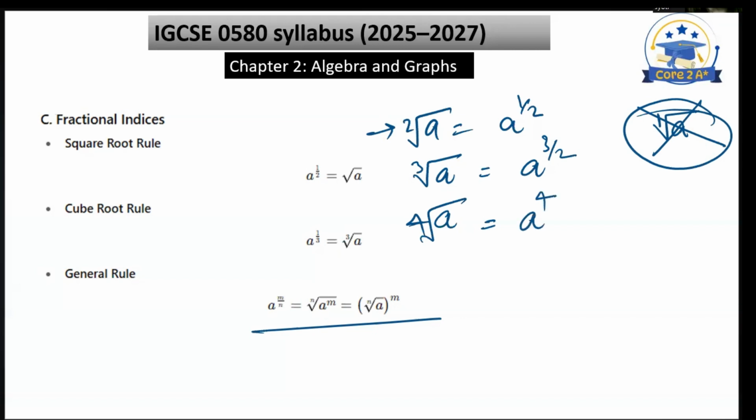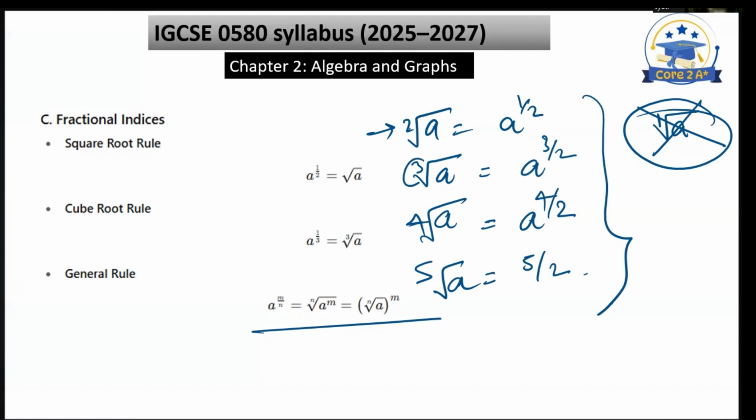It means 4 over 2. 5 root a means 5 by 2, like this. Are you getting the pattern? 2 means half of the power in the power. 3 means 3 by 2. 2 will also be there, right? Why is 2 there? Because of this root. This root is saying I have a half power.